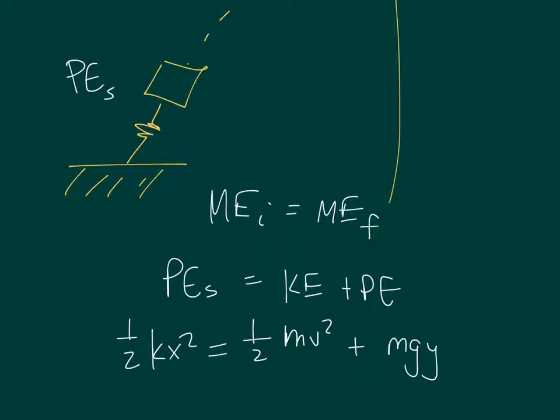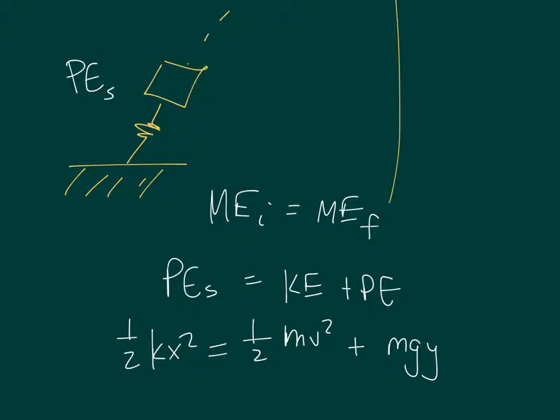Let's say I told you that the velocity at the top of the cliff is 5 meters per second, and the mass is 2, and the spring constant is 7, and the displacement of the spring, or the stretch of the spring, is 2 centimeters. Convert that to meters: 0.02 meters. And you want to find out the height of the cliff. Now you're solving for y. Or maybe you want to find out the velocity when it gets to the top of the cliff, and I give you the y. Now you're solving for v.